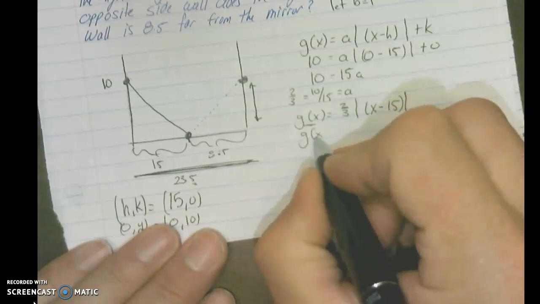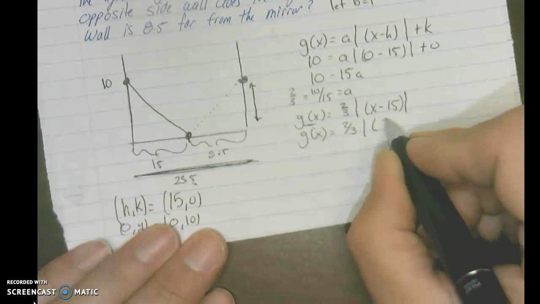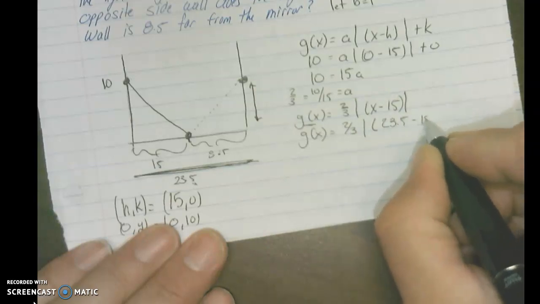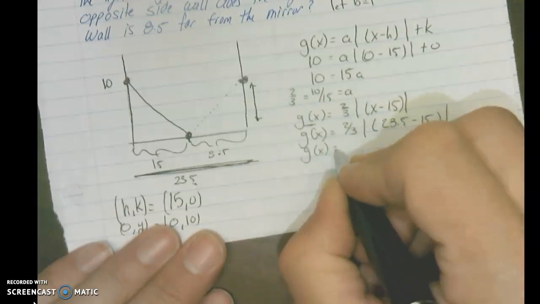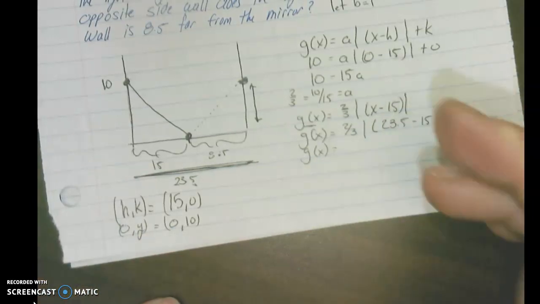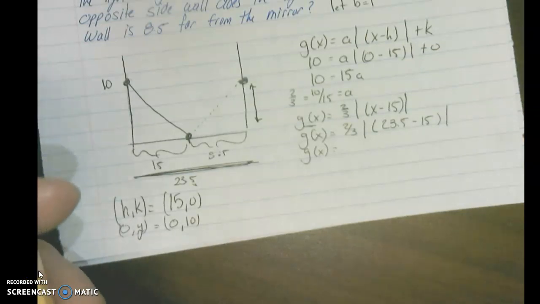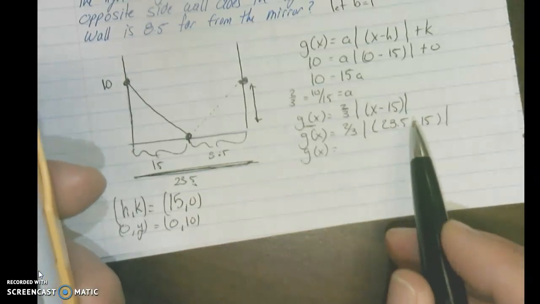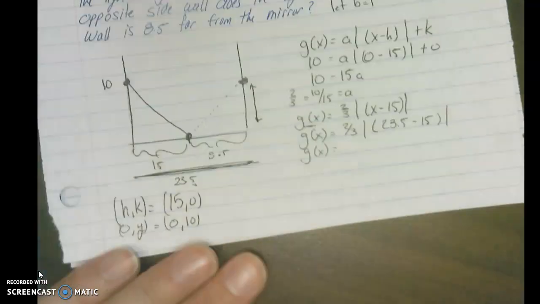So I'm going to get g of x is equal to 2/3. Then I'm going to come up to here and go 23.5 minus 15, absolute value. So then I'm going to go g of x is equal to 23.5 minus 15 is, I'm not going to try because I'm tired, 8.5. So the absolute value of 8.5 is 8.5 times 2/3, and we get 5.67 feet.